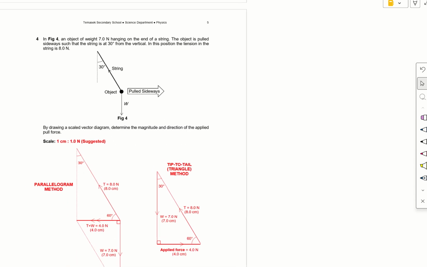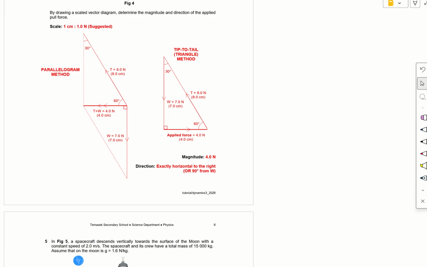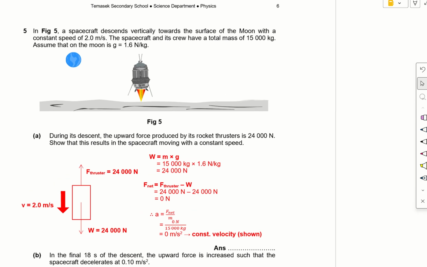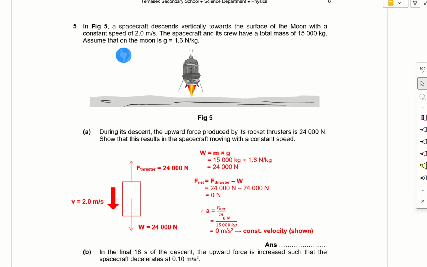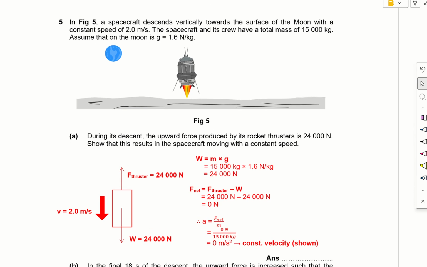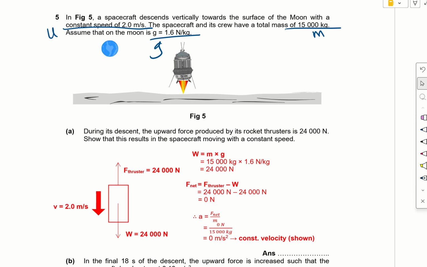And then question 4 is also similar. The answers have been uploaded on Google Classroom. Okay, maybe do question 5 now. Question 5: a spacecraft descends vertically towards the surface of the moon with a constant speed of 2 meters per second. So this is the initial speed. The spacecraft and the crew have a total mass of 15,000 kg. Please assign the letters, which is m, and the g on the moon is 1.6 Newton per kg. Okay, read on. During its descent, the upward force produced by its rocket thrust is 24,000 Newton.